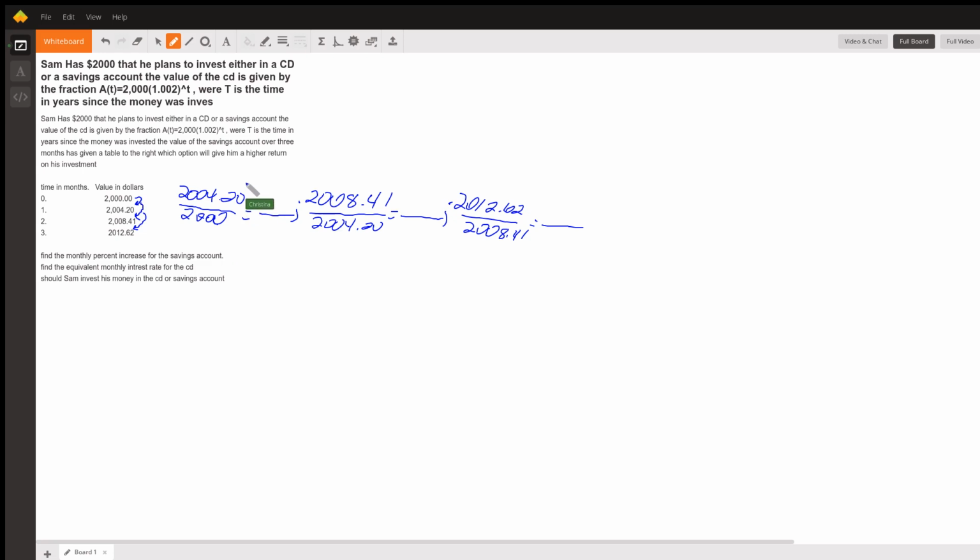Now, that's not going to be the percent increase, it's just going to be the rate of increase. Remember, because this is increasing, whatever that value is, it's going to be 1 point something. If we want to get just the rate itself so that we can then get the percent, you're going to subtract 1 from it, and then that will give you the rate, 0 point something. You'll multiply it by 100, and that will give you your percent of increase. And that will be your monthly percent for the savings account.